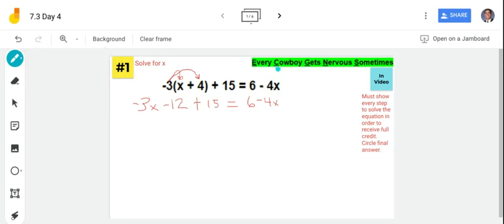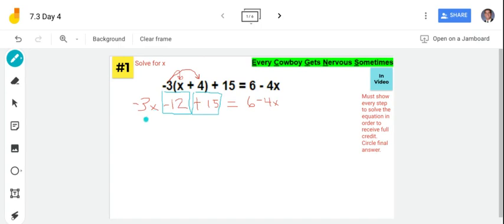Step 2, the C on "cowboy" reminds me to combine like terms. So I'm going to first look on the left side of the equal sign. This term, -12, and this term, +15, those are like terms because they are constants. They are terms that have no variable. And so I can combine them. -12 plus 15, that is 3, right?